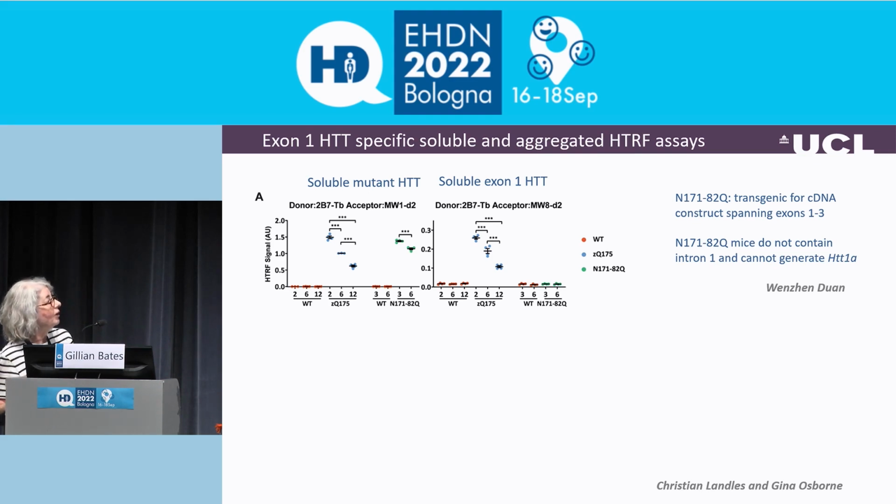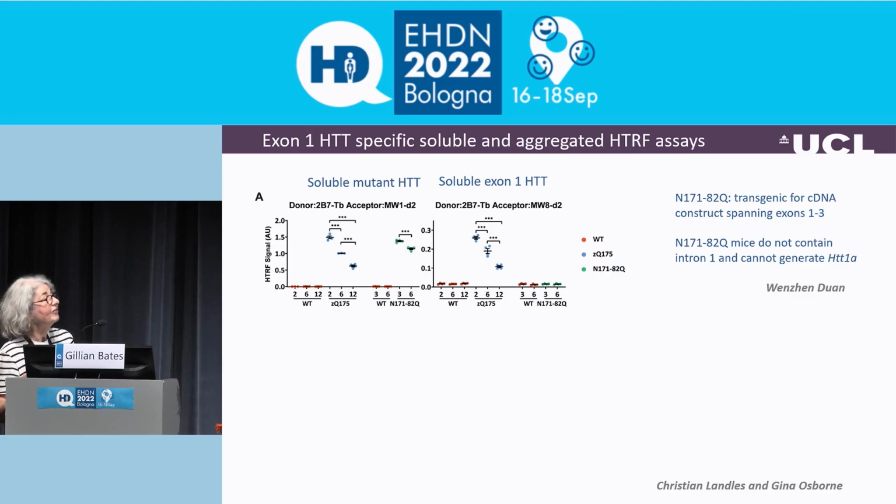So first of all, this is an assay that will just track all mutant Huntingtin. And here we're looking at ZQ175 mice and then these little transgenic mice with their wild type controls. So this is detecting mutants, so there's nothing in wild type. We can see that the soluble mutant Huntingtin decreases from 2 to 6 months of age in our knock-in mice, and it's also there in the cDNA mice and reduces from 3 to 6 months.